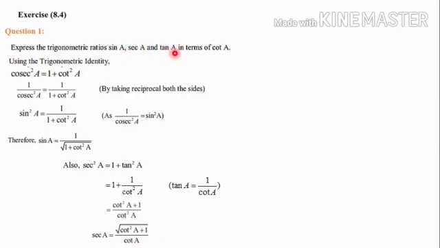Now the third one is tan A, we have to write in terms of cot A. Very simple one because we have already used that formula before. So tan and cot are reciprocal ratios, that is tan A is equal to 1 by cot A, means left side is tan A, right side is 1 by cot A. So third answer also we have calculated, tan A in terms of cot A.